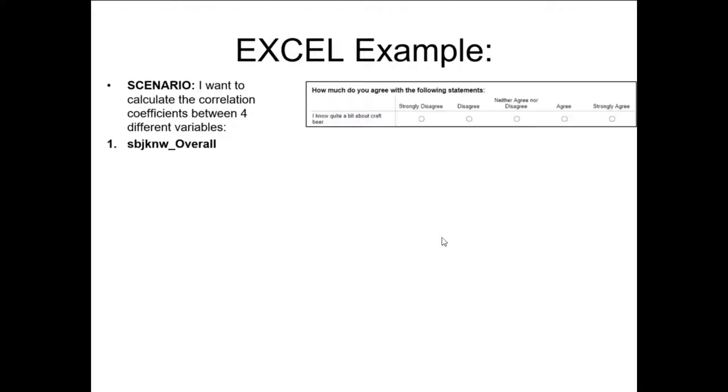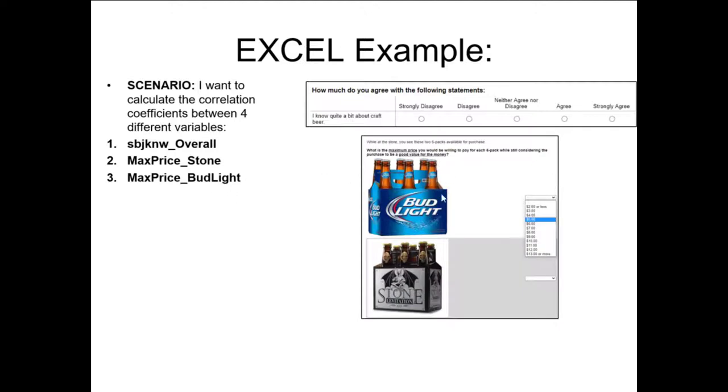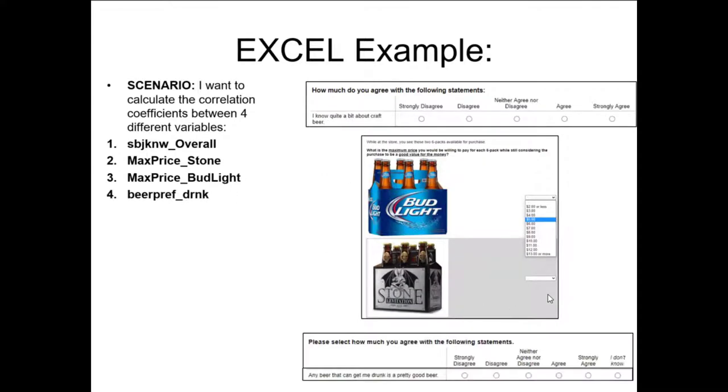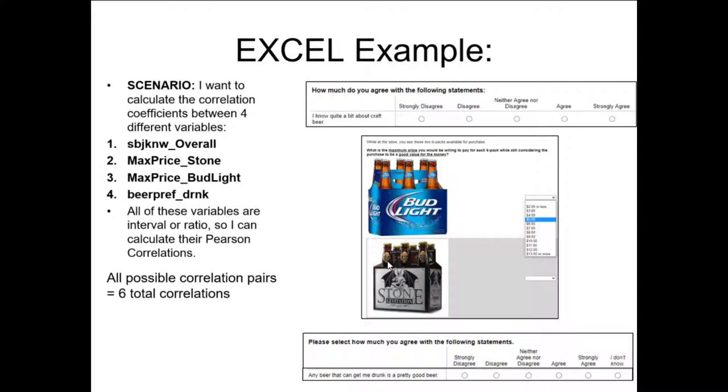So in this Excel example, let's imagine I want to calculate the correlation coefficients between four different variables. My overall subjective knowledge about craft beer question, the two different questions that dealt with the maximum price people were willing to pay for six packs of beer, and the answer to the question about any beer that can get me drunk is a pretty good beer on a Likert scale. I would like the correlation coefficient for every possible pair of these four questions. In total, I want to derive six different correlation values.